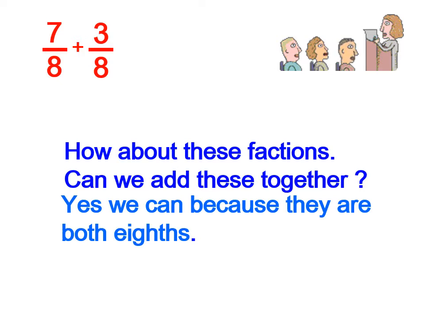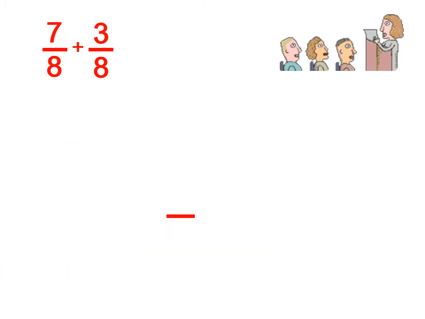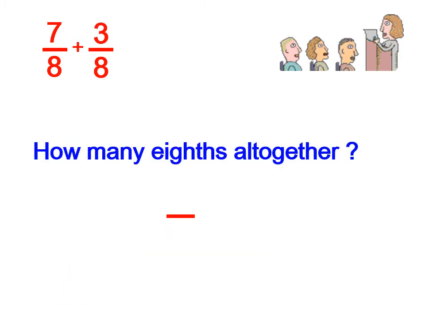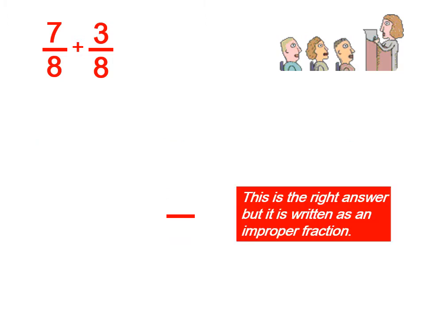Okay, what about these fractions then? Can we add these together? The denominators are the same. Yeah, they're both 8s, so we should be all right, shouldn't we? So what will we have? How many 8s are all together? Well, we're definitely sticking with 8s. But on the top, what have we got? 7 and 3, number bond to 10. So we've got 10 8s.